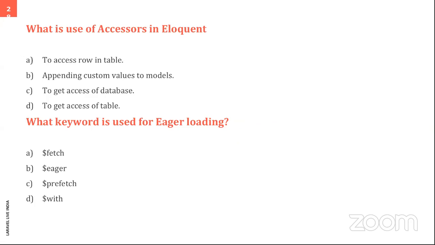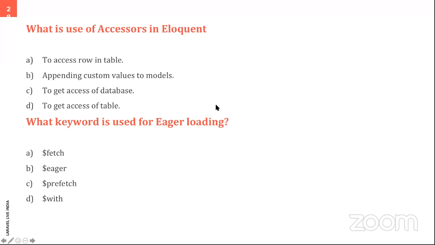So the first question is, what is the use of accessor in Eloquent? The four options: to access the rowing table, appending custom values to model, to get access of database, or to get access of table. You have 30 seconds to answer. Come on, guys, answer the question. Okay, I can see answers are coming.